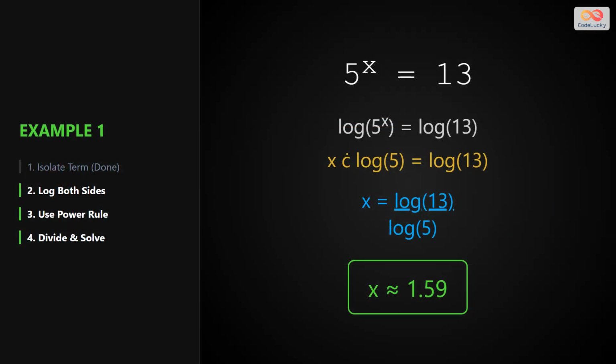Let us try a basic example. 5 to the power of x equals 13. The exponential part is already isolated, so we go to step 2 and take the log of both sides. Now, applying the power rule, the x comes down to the front. We get x times the log of 5 equals the log of 13. To get x by itself, simply divide both sides by the log of 5. Using a calculator, we find that x is approximately 1.59.